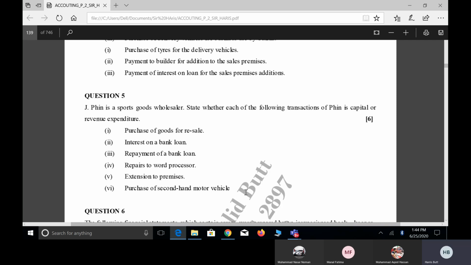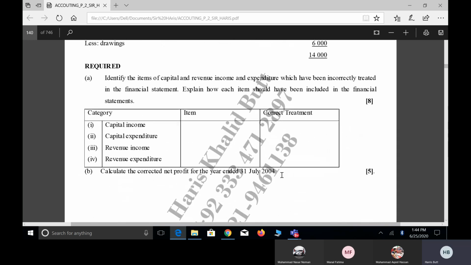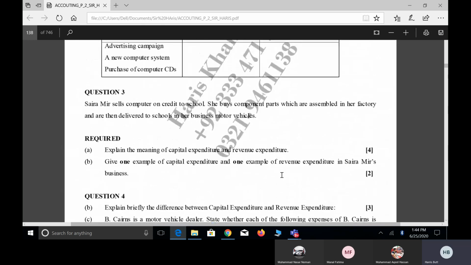So purchasing a second-hand motor vehicle is still a capital expenditure for you, because you have newly purchased it. So any expenditure on the purchase of a non-current asset is treated as a capital expenditure, right? We have also done some examples of capital expenditure.